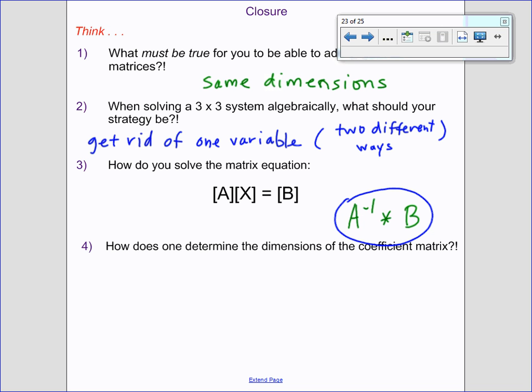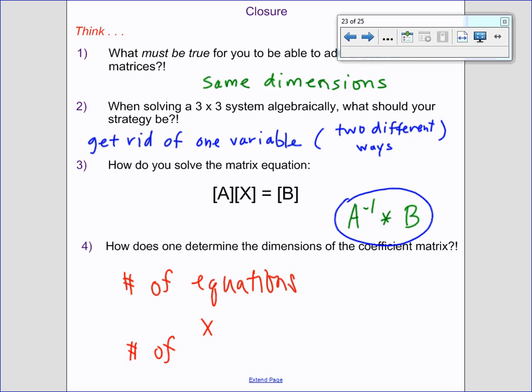Yeah, absolutely. The dimensions would be the number of variables that you have and the number of equations that you have, because you put in the coefficients from each of the variables. So x, y, z resulted in 1, 2, 3. So the number of equations by number of variables. Perfect.